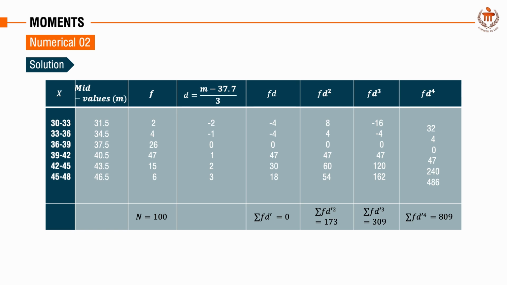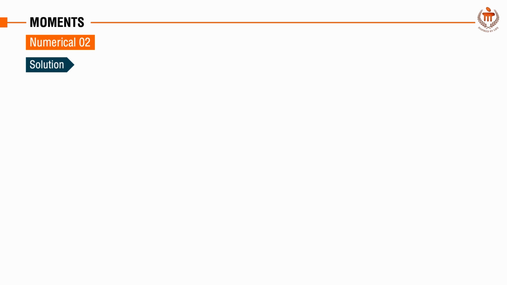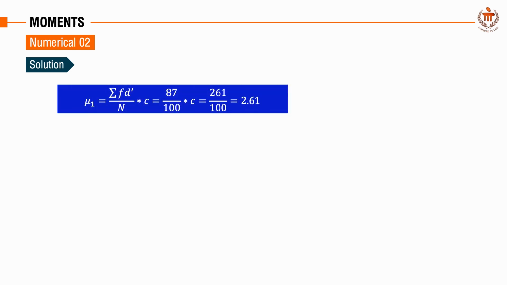This is correct. Similarly, we can find sum of fd is 79, sum of fd square you get is 173, sum of fd cube you are getting as 309, then sum of fd to the power 4 you are getting as 809. Okay, so each value's summation we can find, and then we can apply them in the formula.